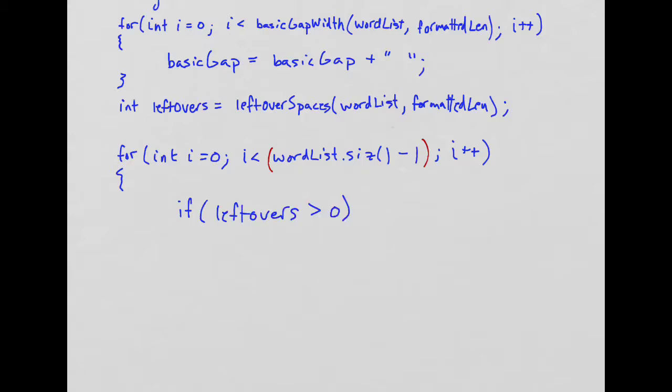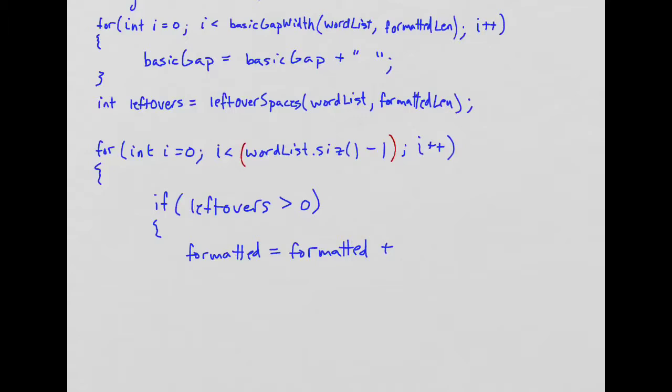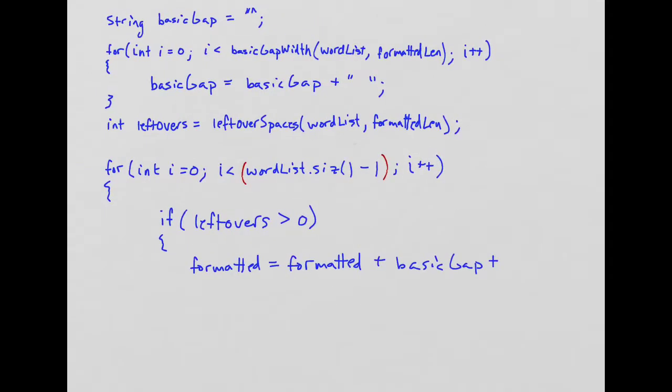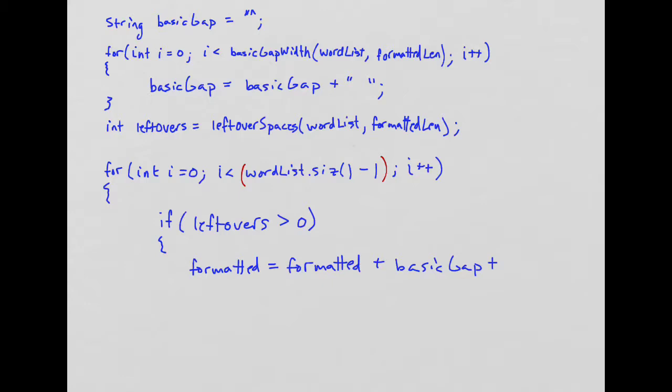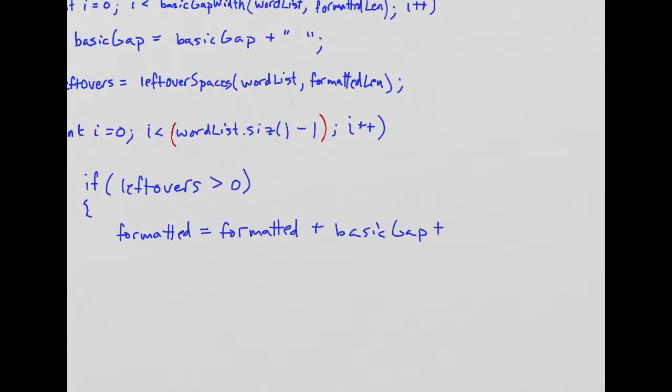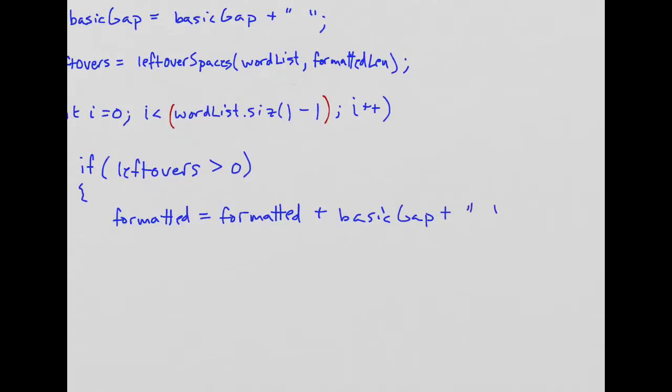So if there are leftover spaces, now I can start building my formatted string. I want to take my formatted string, and add to it the basic gap, and then also my leftover spaces. But again, if I have leftover spaces, there's only going to be one leftover space to be added to each basic gap. Otherwise, if we had more than one, we could have increased the basic gap size. So formatted plus my leftover space. Because if this is true, I want to be adding a leftover space.